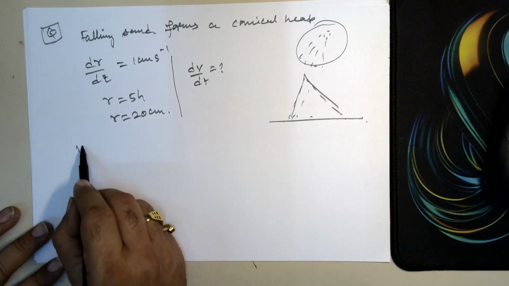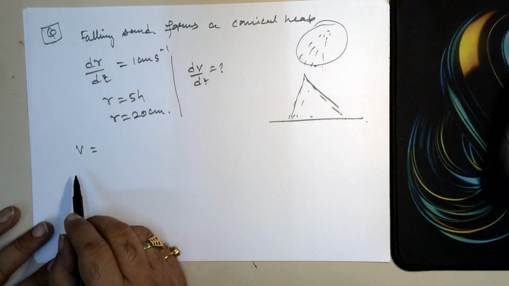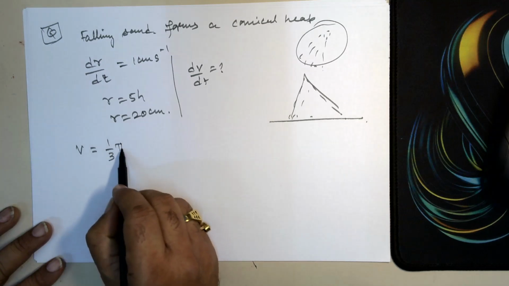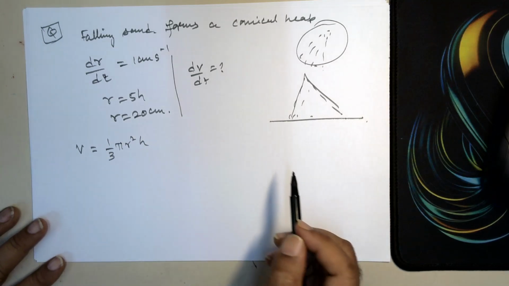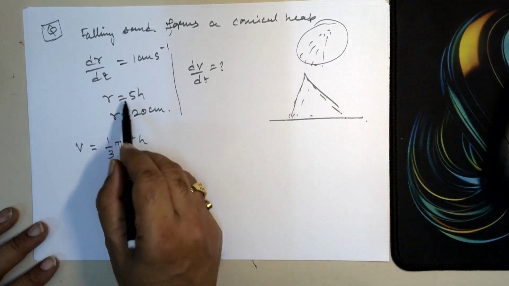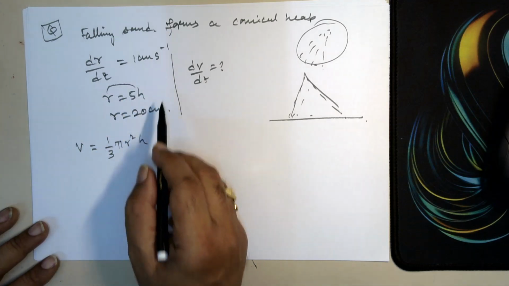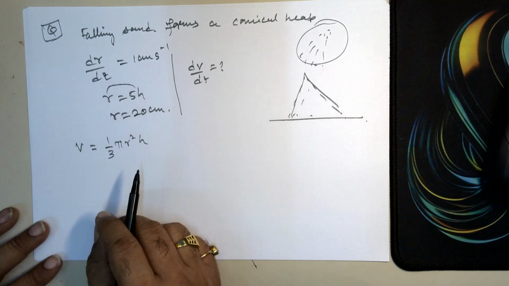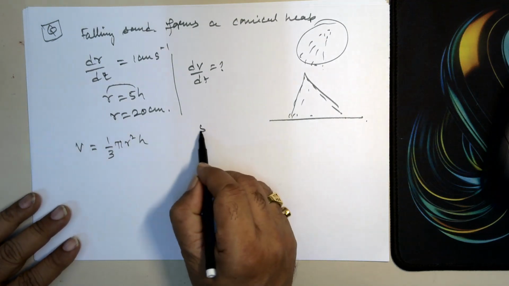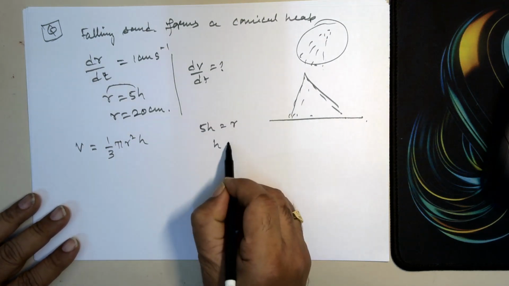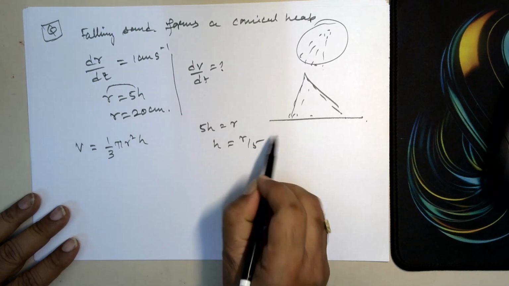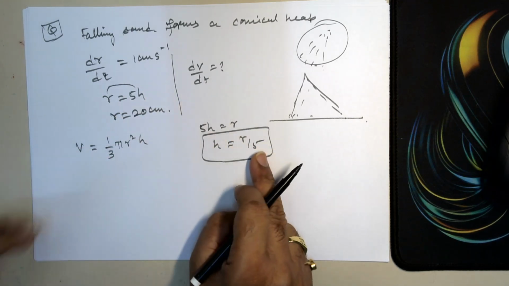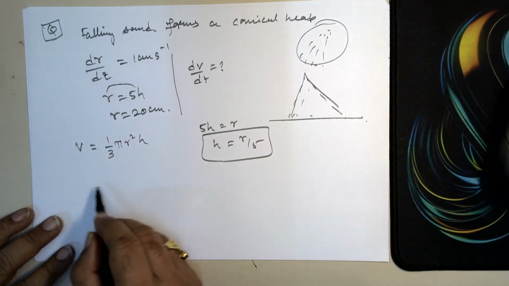We have the volume V. Volume of the cone is given by 1 by 3 pi r squared h, right? And what about the ratio between r and h? That is 5 times. But they are given in terms of r. So in that case, you have to do like this. h is equal to r by 5, so that you can comfortably substitute the value of h here. Do you understand? So that was the strategy we had to adopt.